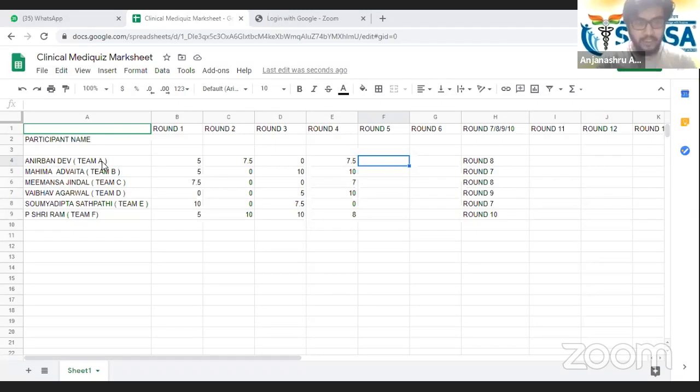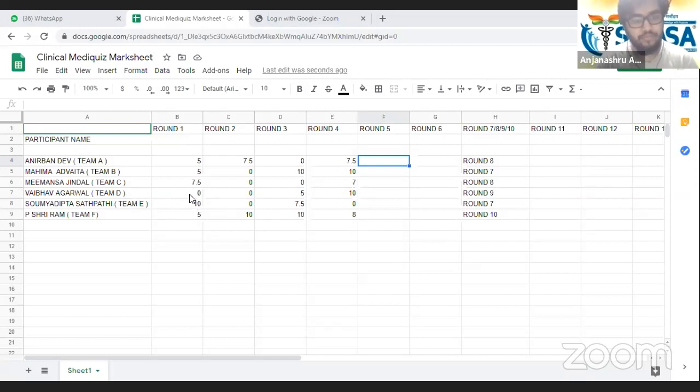Anirban Dev has round 1 score 5, round 2 score 7.5, round 3 0, round 4 7.5. He has a total score of 20. Team B, she has round 1 score of 5, round 2 of 0, round 3 of 10, round 4 of 10. Total she has 25. Mimansa Zindal, Team C, she has round 1 of 7.5, round 2 0, round 3 0, round 4 7. Total of 14.5.